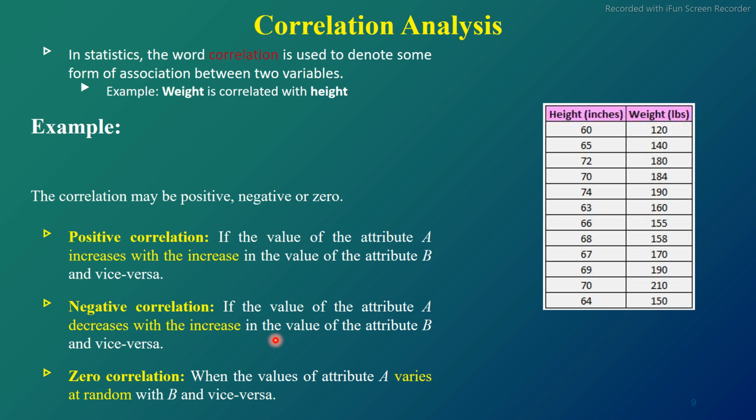Similarly, zero correlation means there is no relation between the two variables. If you are increasing one variable, maybe the second variable is varying, but in a very random fashion. So you don't have any clue whether the two variables are connected or not. If two variables are randomly associated, then you can say there is a zero correlation.